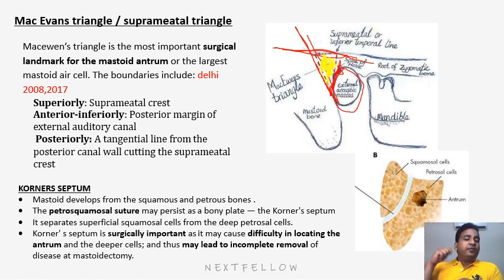So how is it important? Whenever you are drilling, at this junction of the petrous and squamous parts where there is a thin bony septum, it will misguide us about the mastoid antrum, because if this septum is intact, we will think that we have reached the antrum. It is not like that. We have to drill through the Koerner's septum if it is present to reach the mastoid antrum. So Koerner's septum is surgically important. Why is it important? Because it may cause difficulty in locating the antrum and the deeper cells, and thus lead to incomplete removal of the disease while doing the mastoidectomy.